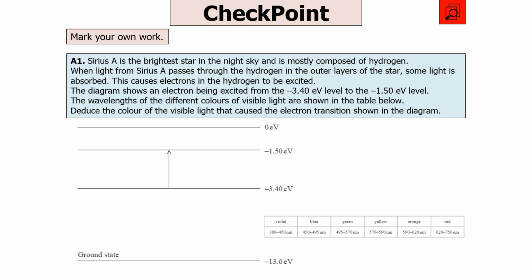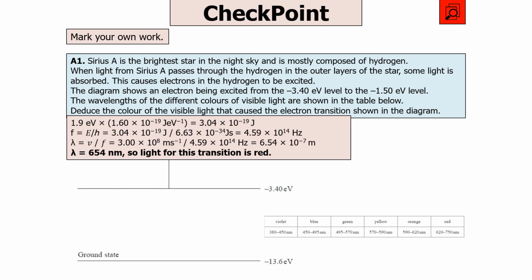So the first thing you do in this question is look at the difference in the two energy levels, and it's 1.9 eV. You then multiply by 1.60 times 10 to the minus 19 to get it into joules, 3.0 times 10 to the minus 19 joules. You can then say frequency is E over h, so you divide by Planck's constant to get the frequency.